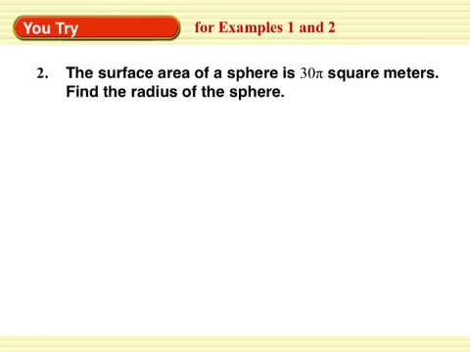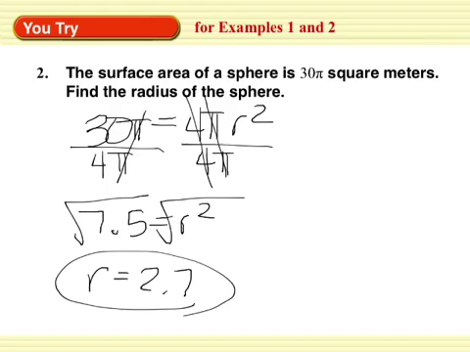The surface area of the sphere is 30 pi square meters. Find the radius of the sphere. Push pause. Alright, surface area is 4 pi r squared. So I divided both sides by 4 pi and got r squared equals 7.5. The square root of that is 2.7 meters.